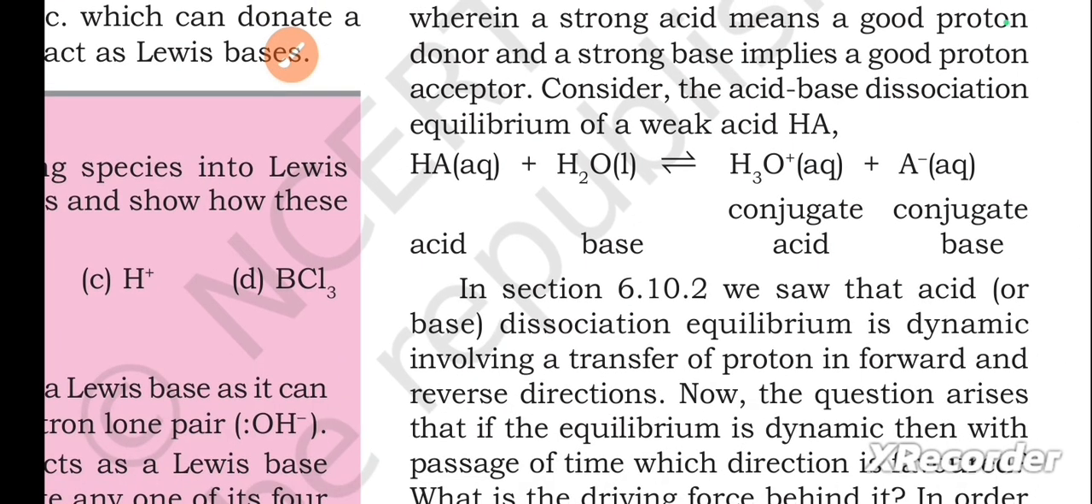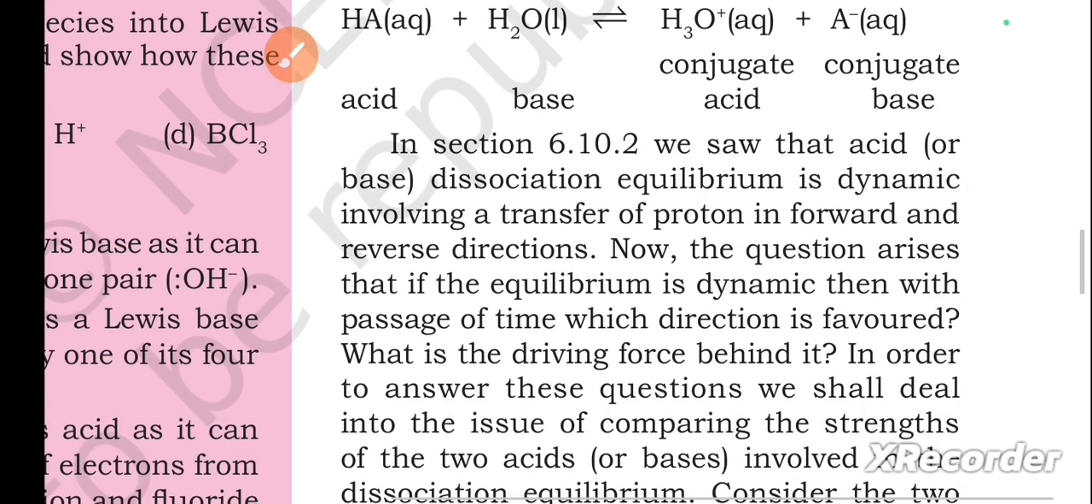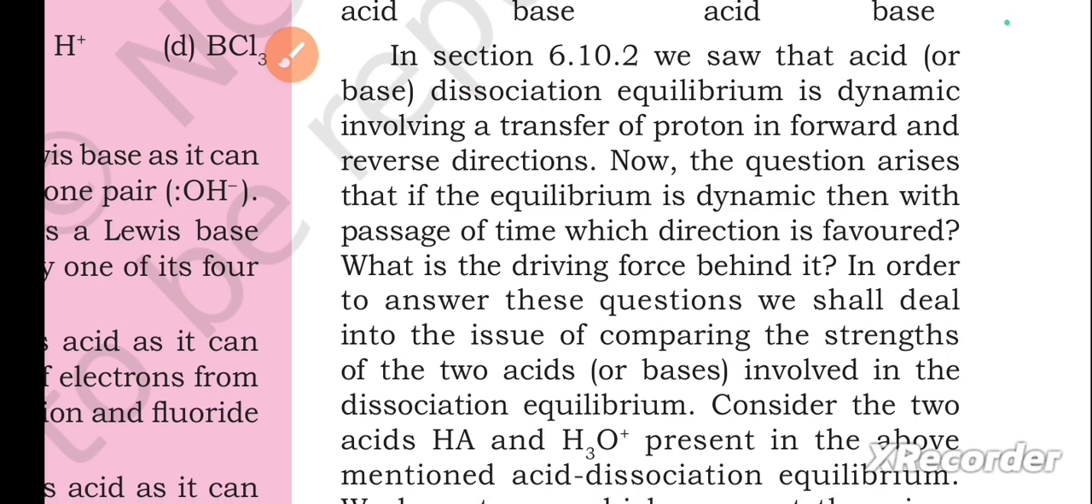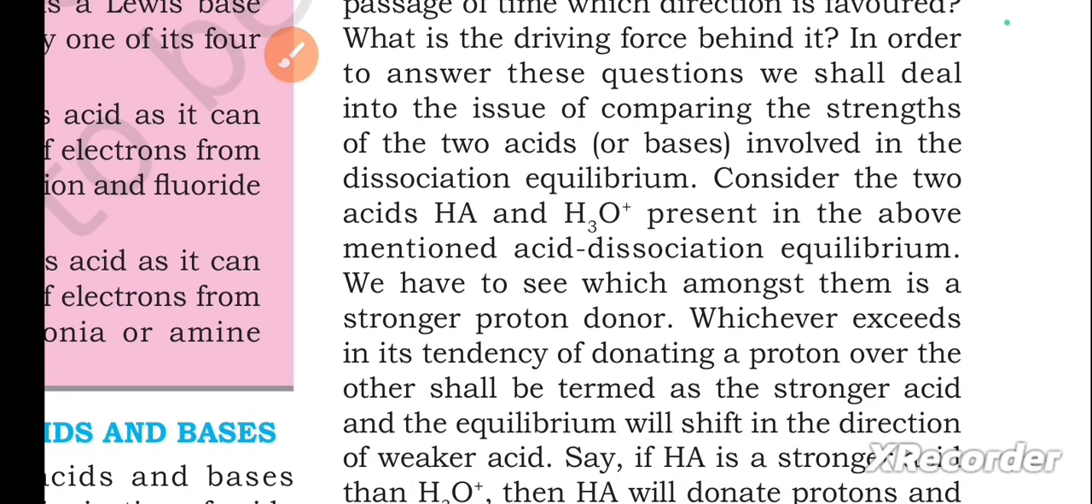Consider the acid-base dissociation equilibrium of a weak acid HA. In section 6.10.2, we saw that acid dissociation equilibrium is dynamic, involving a transfer of proton in forward and reverse directions. Now the question arises: if the equilibrium is dynamic, then with passage of time, which direction is favored? What is the driving force behind it? In order to answer these questions, we shall delve into the issue of comparing the strengths of two acids or bases involved in the dissociation equilibrium.